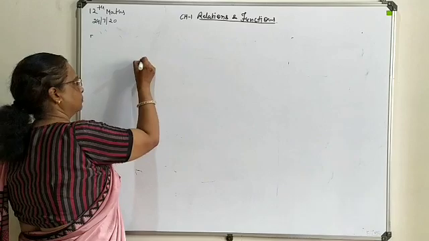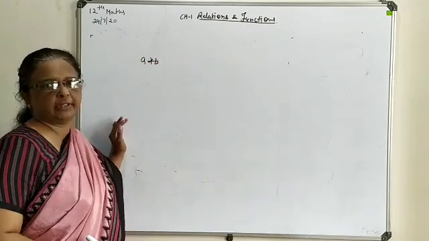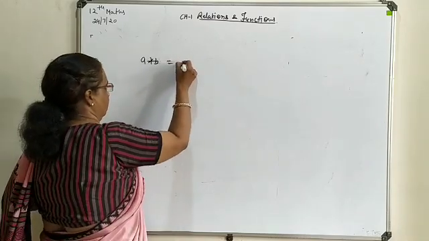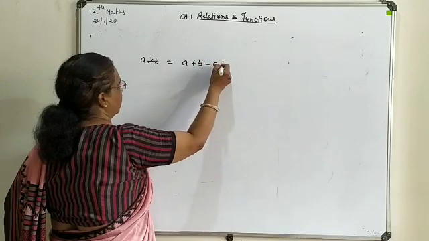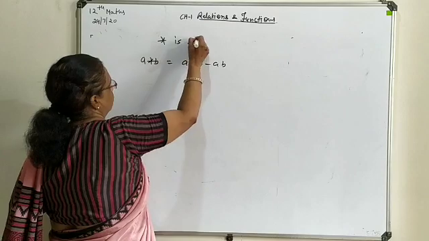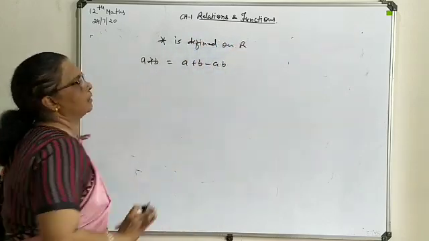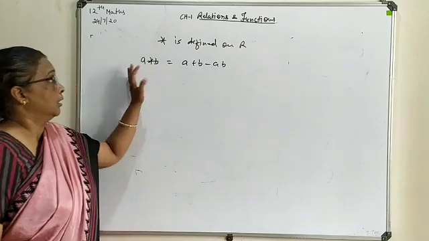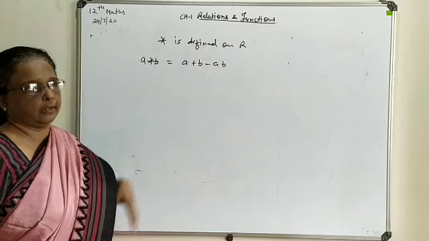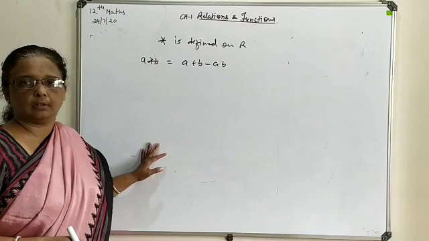Suppose this is a binary operation you have defined on A to B. This way any relation you can define, and you can say that the binary operation is defined on R. Meaning, in general, anything you can take as A and B, which you can select from your set R. Now there are some properties associated with your binary operation, so just look at them.